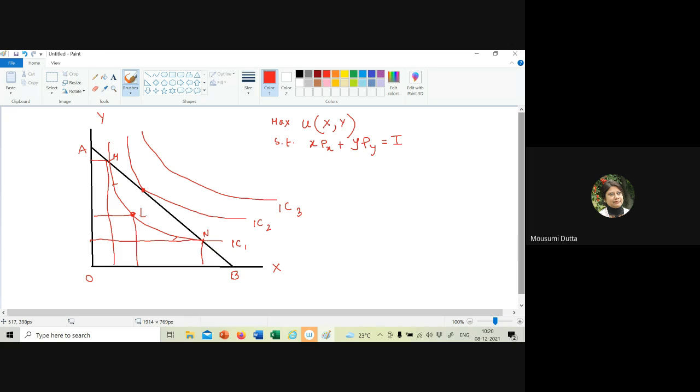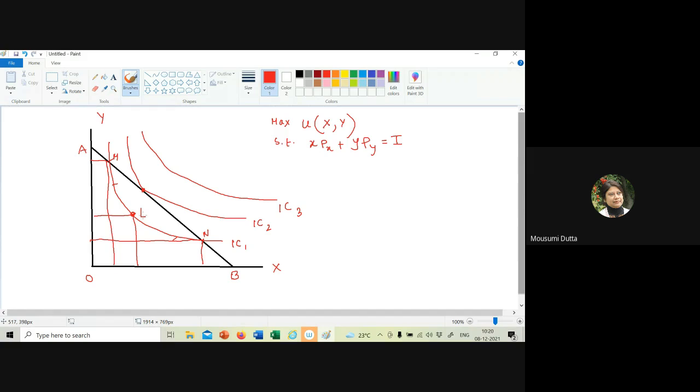So given the different combinations of the two commodities and given my income, I want to find out a maximum. I want to find out the utility maximizing solution. Now, if I consider an IC like IC1, where IC1 is cutting the budget line, we are finding the points on the budget line and inside the budget line, all these points, just like M, L, N, are equally likely to the consumer. So none of the points is basically giving the consumer an optimum solution.